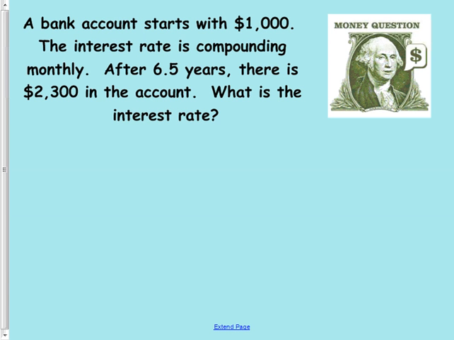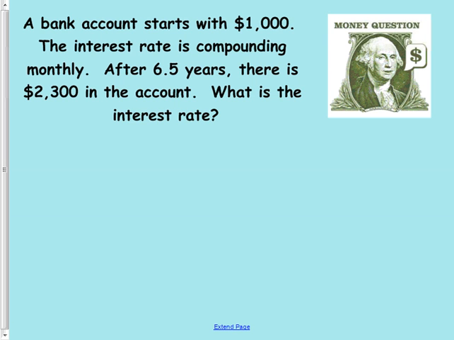This one, bank account starts with 1,000. The interest rate is compounding monthly. Ooh, I know what that means. After 6.5 years, careful, years and monthly. Get how that could fool you? Careful with that. There is 2,300 in the account.